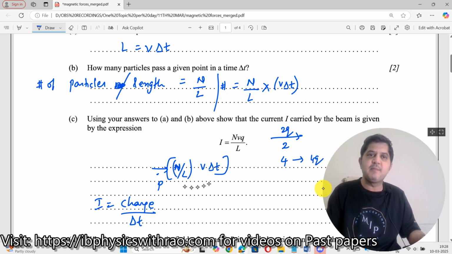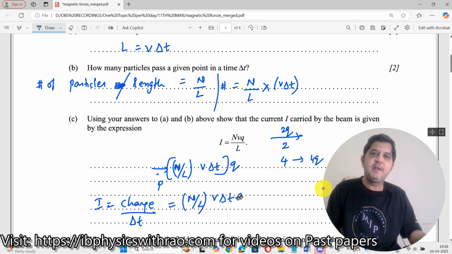Now, if this much amount of charge has crossed, the total charge crossed is nothing but this number multiplied by q. So therefore, I am going to write this as n by L into v delta t into q, divided by delta t, because current is charge by time. So this delta t goes away, and thus I am left with q v n divided by L.